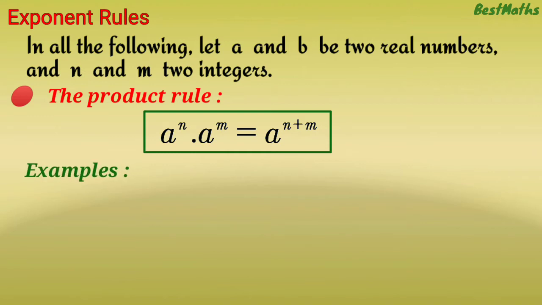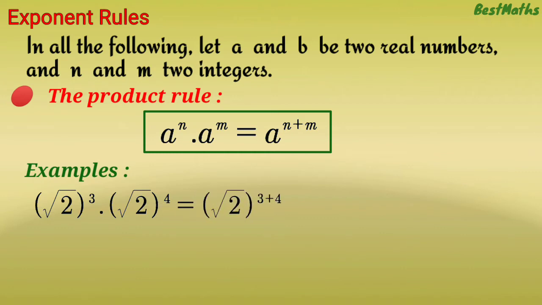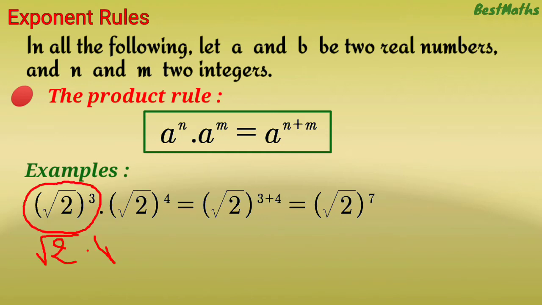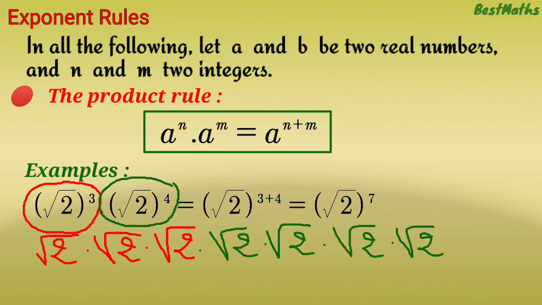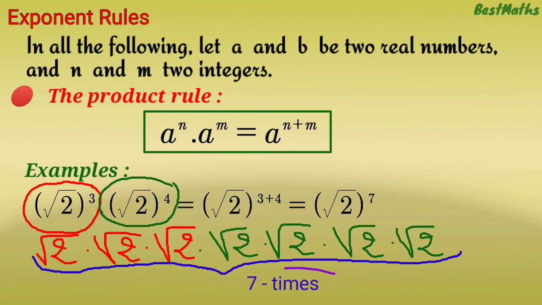We will apply this to examples. For example, if I have square root of 2 cubed times the square root of 2 to the 4, that's equal to square root of 2 to the 3 plus 4 power, equal to square root of 2 to the 7. And that makes sense, because square root of 2 cubed times square root of 2 to the 4 means I multiply square root of 2 by itself 3 times. And then I multiply that by square root of 2 multiplied by itself 4 times. And in the end, I have square root of 2 multiplied by itself 7 times. I'm just adding up the number of times it is multiplied in each piece to get the number of times it is multiplied in total.